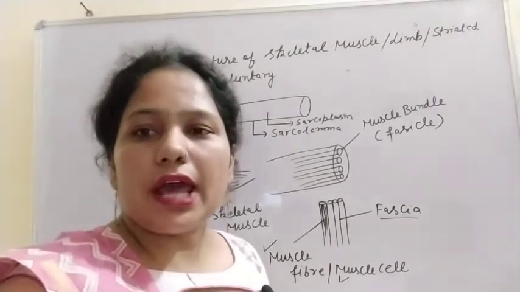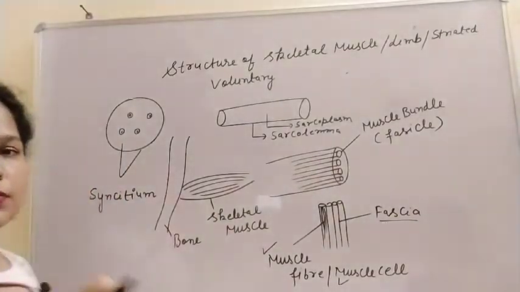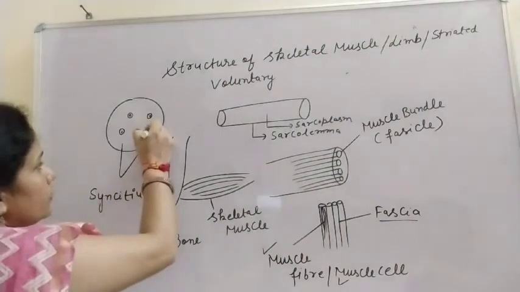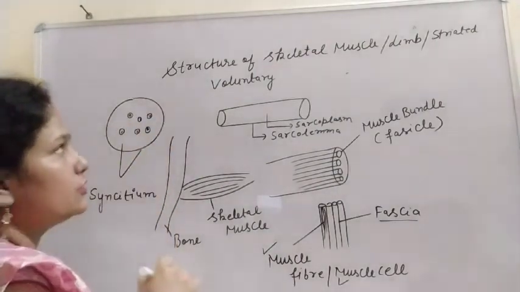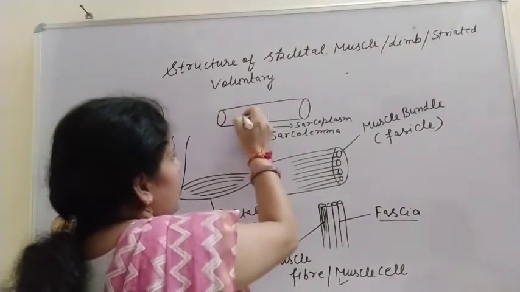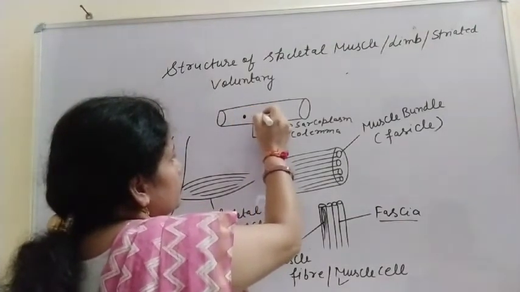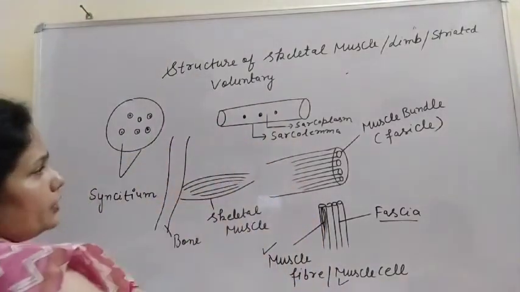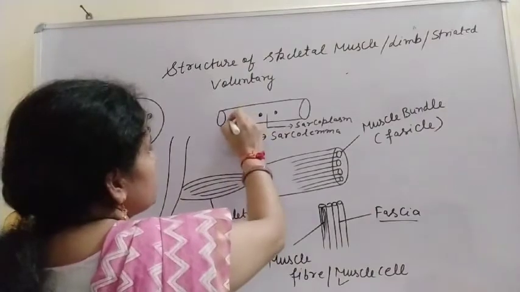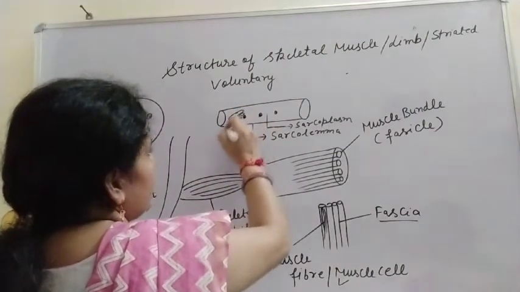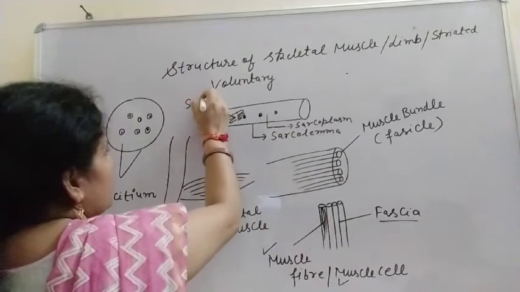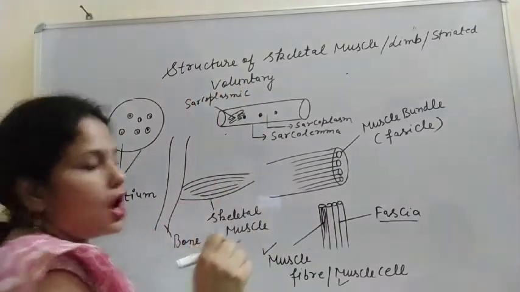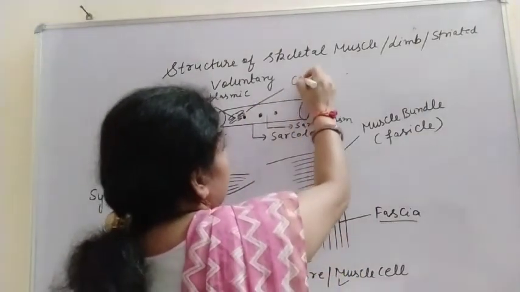It is also known as the syncytium condition. Syncytium condition means more than one nucleus in one cell. So in skeletal muscles there is more than one nucleus in a single cell. So the syncytium condition is there, and the endoplasmic reticulum of the muscle fiber is the sarcoplasmic reticulum, and that is the storehouse of calcium ions.